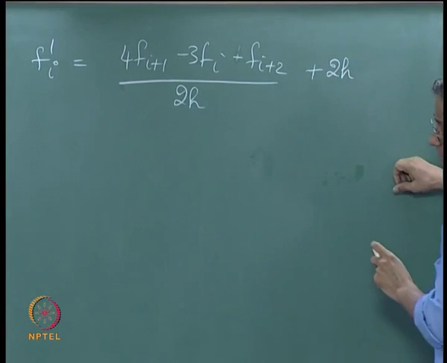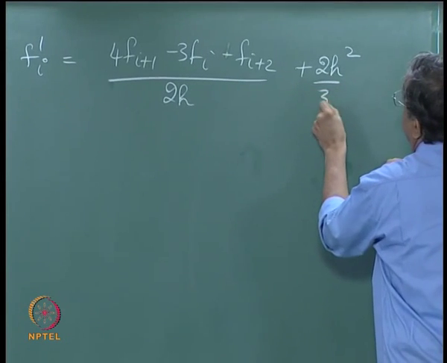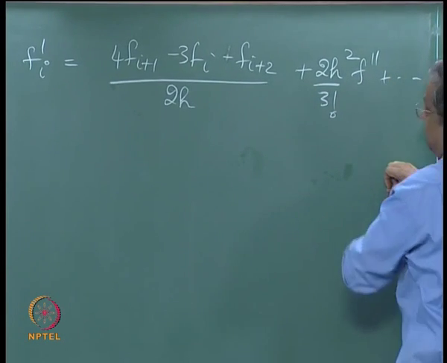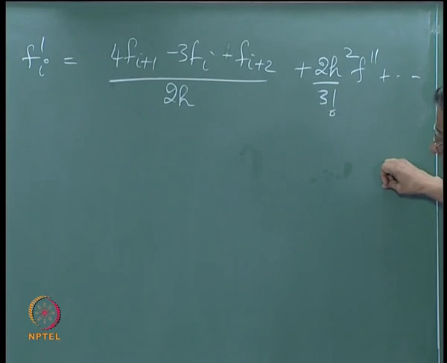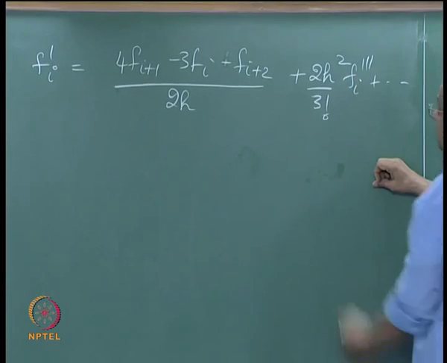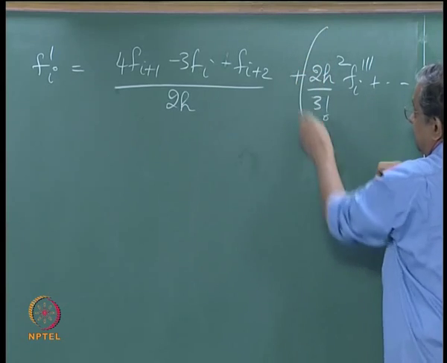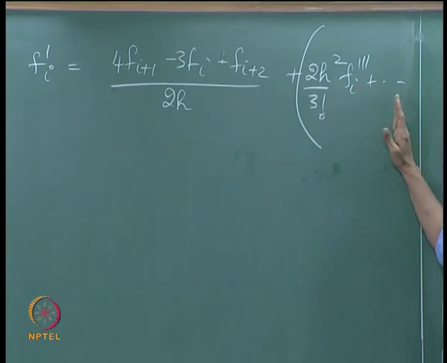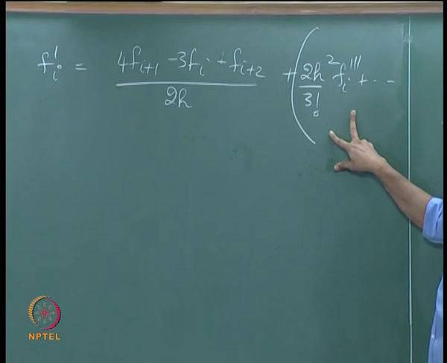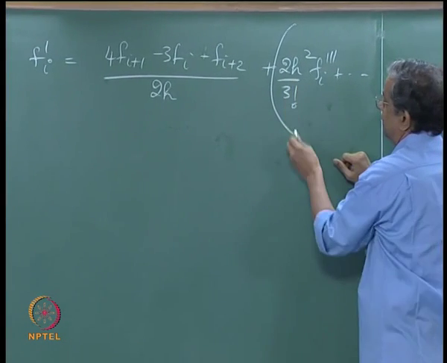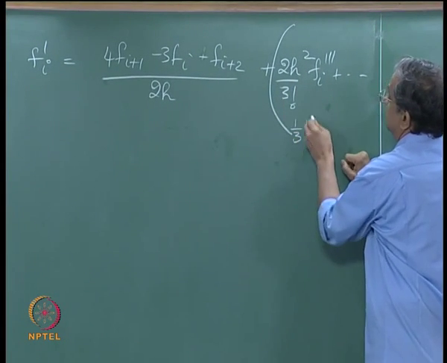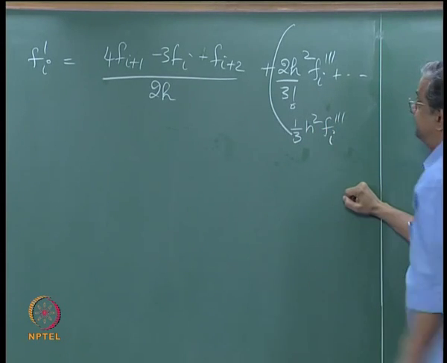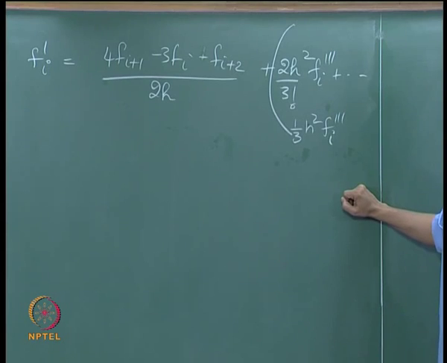2h squared by 3 factorial f double prime plus higher order terms, f triple prime plus higher order terms. So if I throw this out, I say this is the representation for the derivative, I throw this out, right. So this is a truncation error. Truncation error is of the order of h squared. So it is 1 by 3 h squared f triple prime at I. Is that fine? Truncation error is of that order.